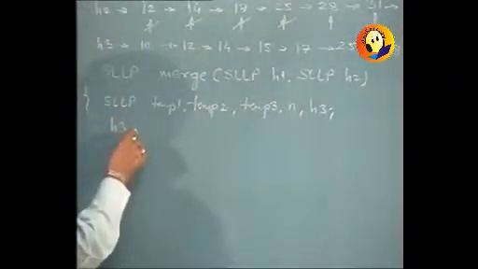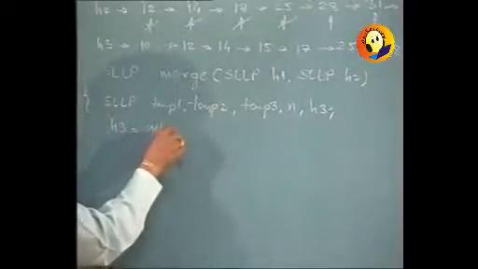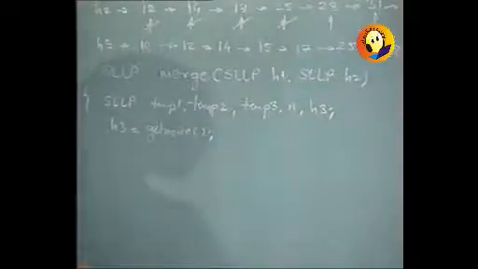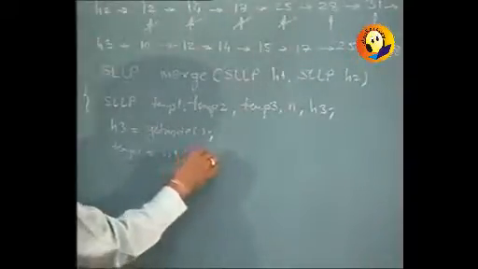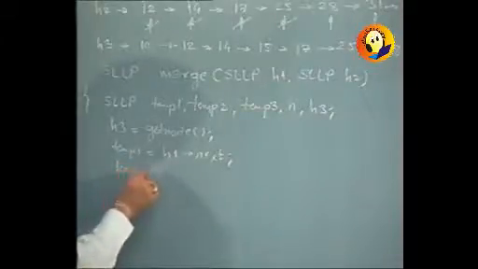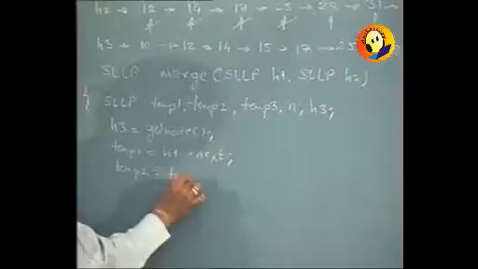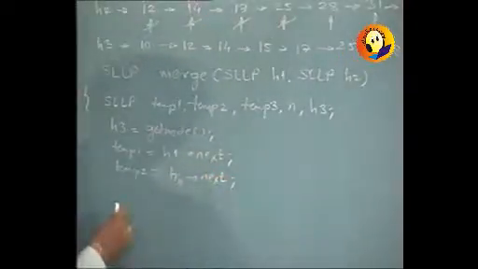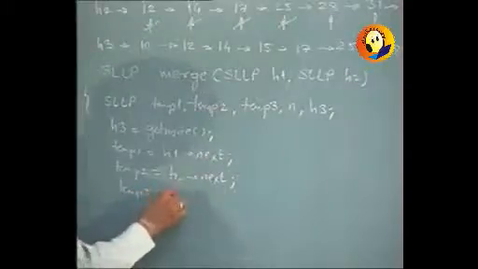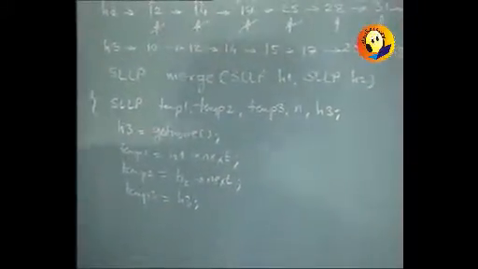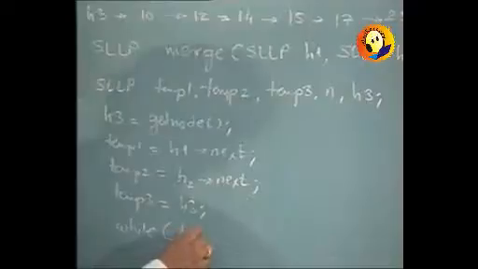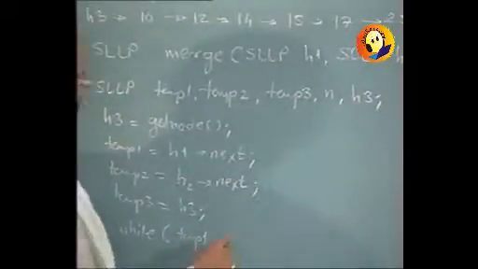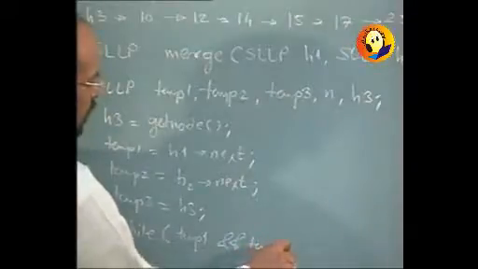So first of all we will generate the header node using get node, and then temp1 will be set to the first position in the first list. H1 arrow next points to the first node. Temp2 will be set to the first position in the second list, and temp3 will be at the header position. We will have to repeat the job as long as temp1 does not become null and temp2 does not become null.